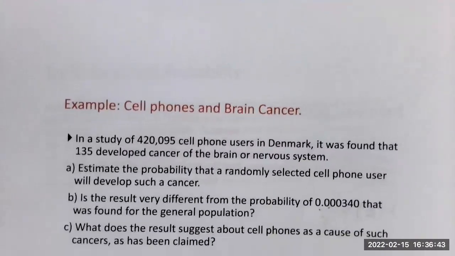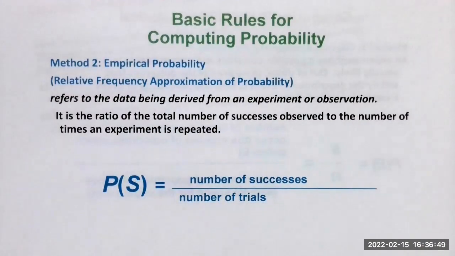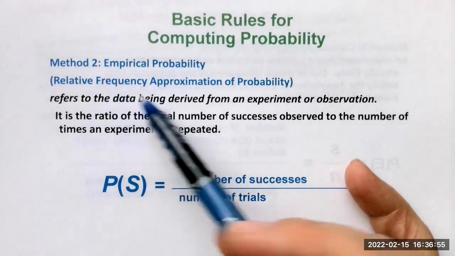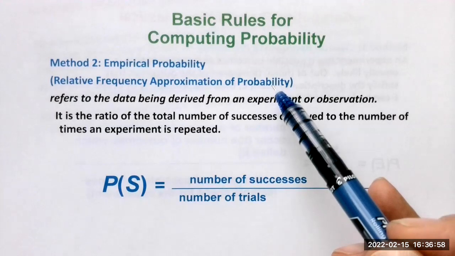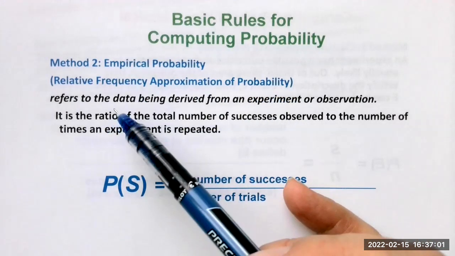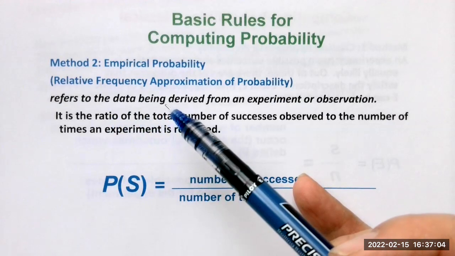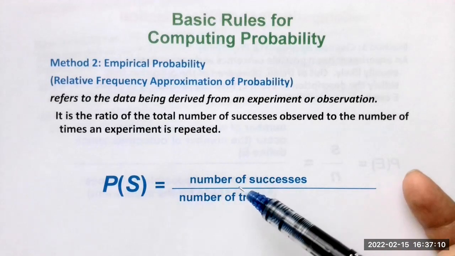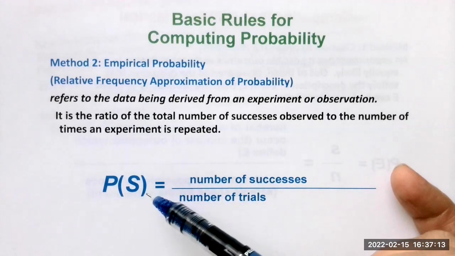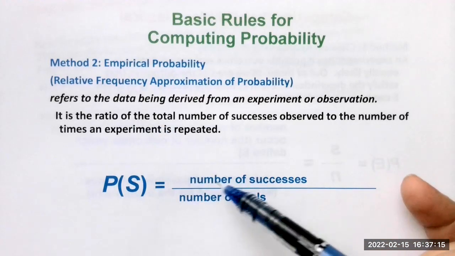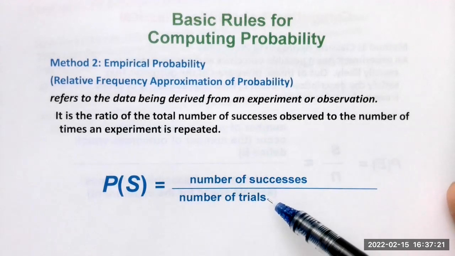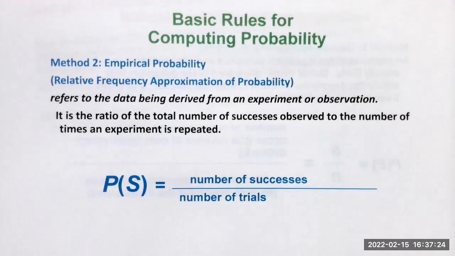Now let's take a look at the second way of calculating probability, and that's empirical probability, otherwise known as relative frequency approximation of probability. And in order to use that, we have to collect the data or observe data and then use it for finding probabilities. And so the probability of success would be a ratio of successes that we observed divided by the number of trials that we inspected.